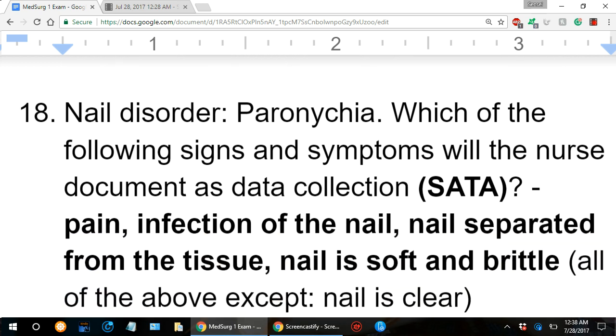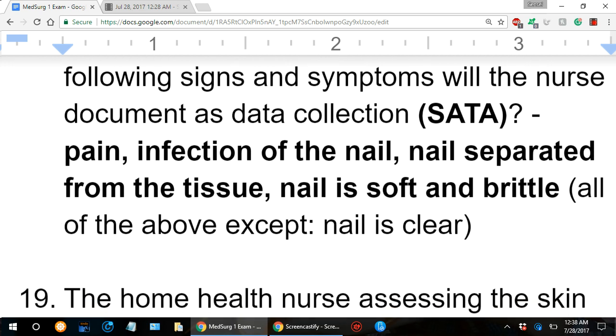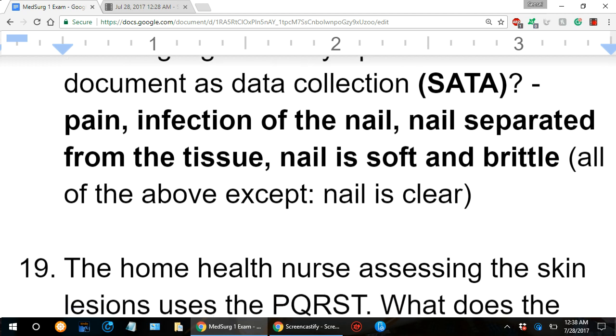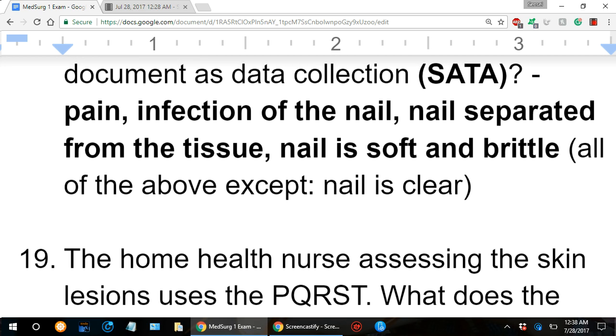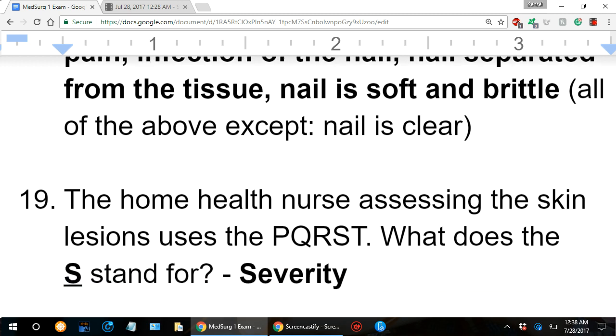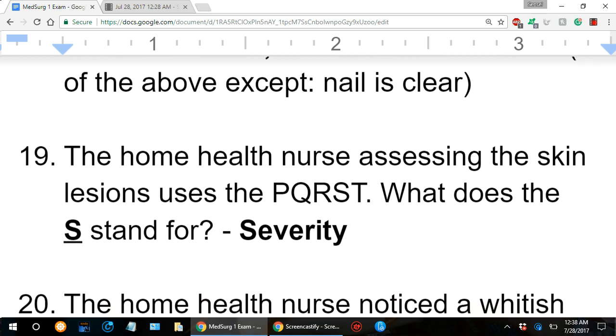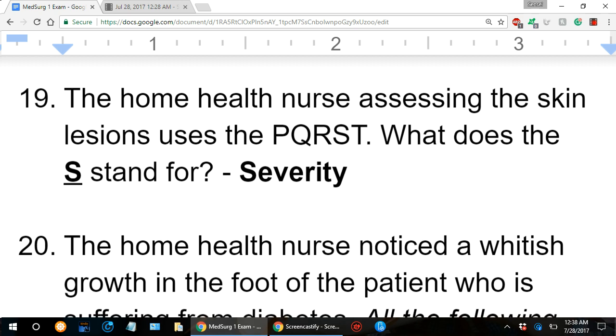Nail disorder is paronychia. Which of the following signs and symptoms will the nurse document as data collection? This is select all that apply: pain, infection of the nail separated from the tissue, nail is soft and brittle. All of the above except nail is clear. The home health nurse assessing the skin lesions uses the PQRST. What does S stand for? The answer is severity.